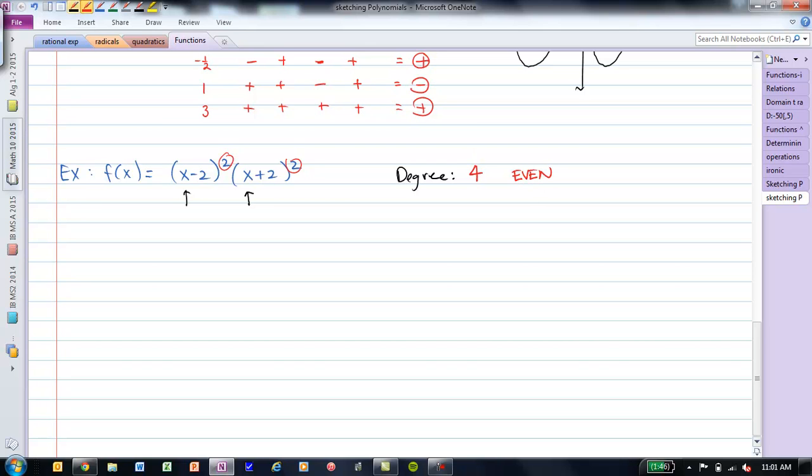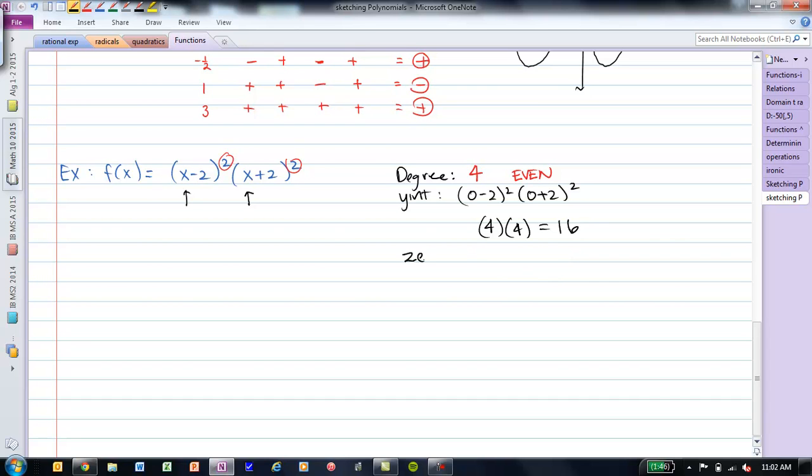Alright, next we need to find the y-intercept. For the y-intercept, we'll plug in 0 for x and then solve. So (0 - 2)^2 (0 + 2)^2, we get negative 2 squared is 4, 2 squared is 4, so that equals 16. So our y-intercept is 16.